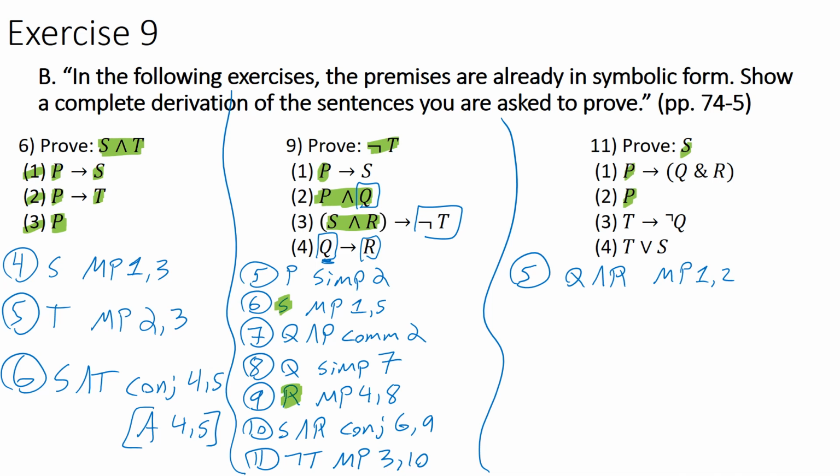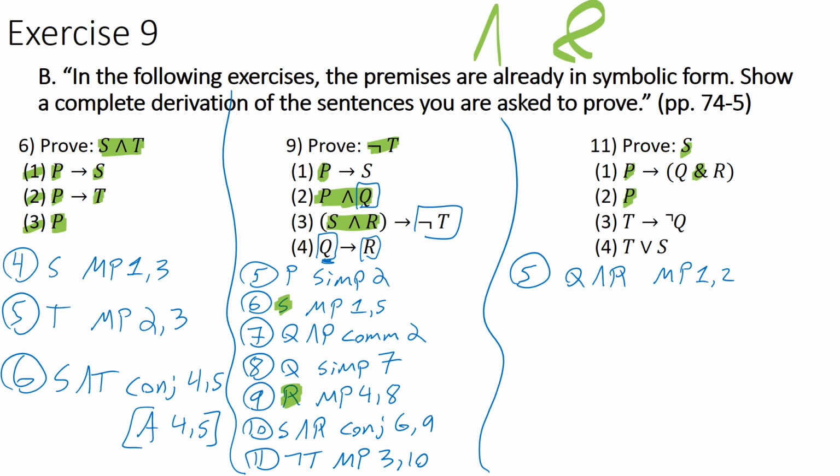By the way, this time I use the ampersand. That's another symbol for and. The other symbol is the wedge. Both of those can represent the expression and for the and sentential connective.